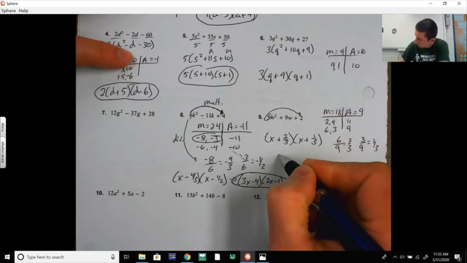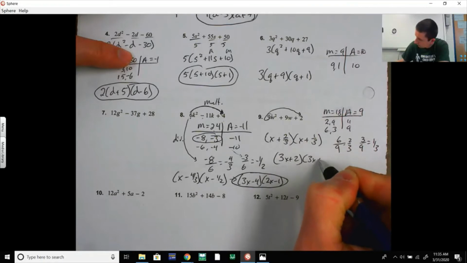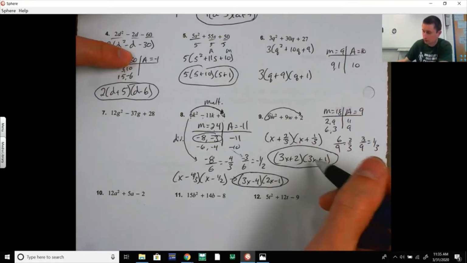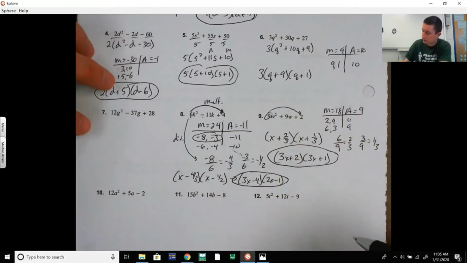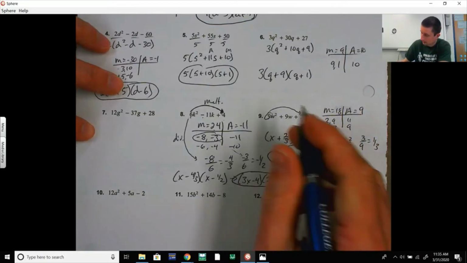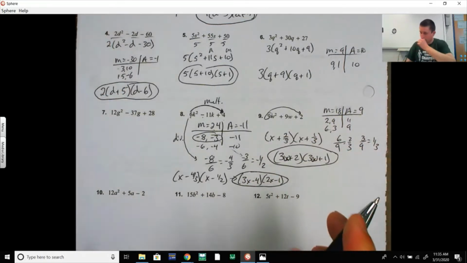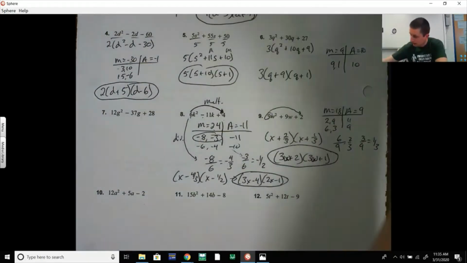The 3's go to the front. 3x plus 2 times 3x plus 1. You factored it. You double distribute, FOIL, or use the box method with this. You should end up with 9w squared plus 9w plus 2. And again, yes, those should have been w's. Assignment will count them wrong. All right, keep going.